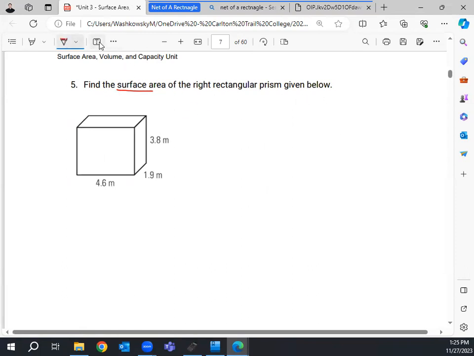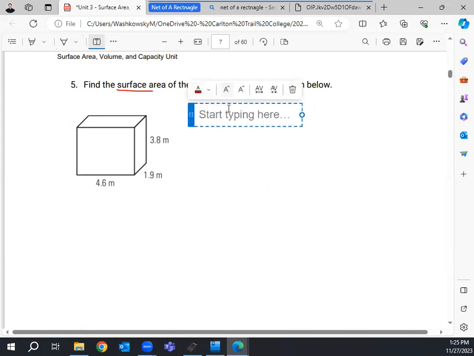So technically, all we need to do here is add up all 6 of these sides. What I like doing personally, and there are different ways of doing this, is I like doing the front and the back. This whole thing is technically the front and the back. It's the top and the bottom. And it's the left side and the right side.